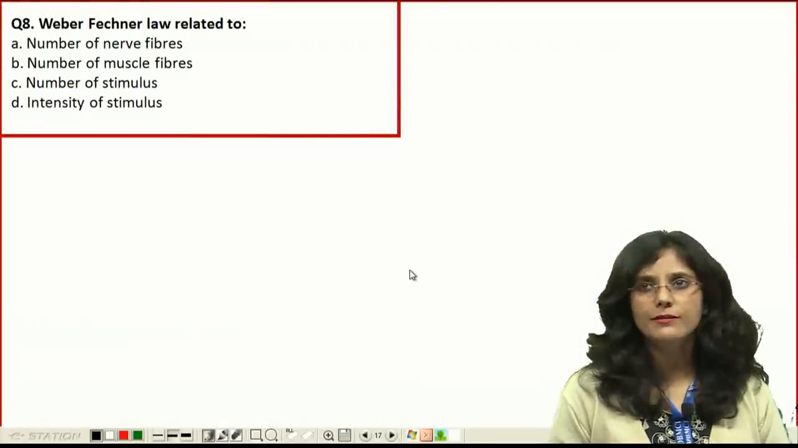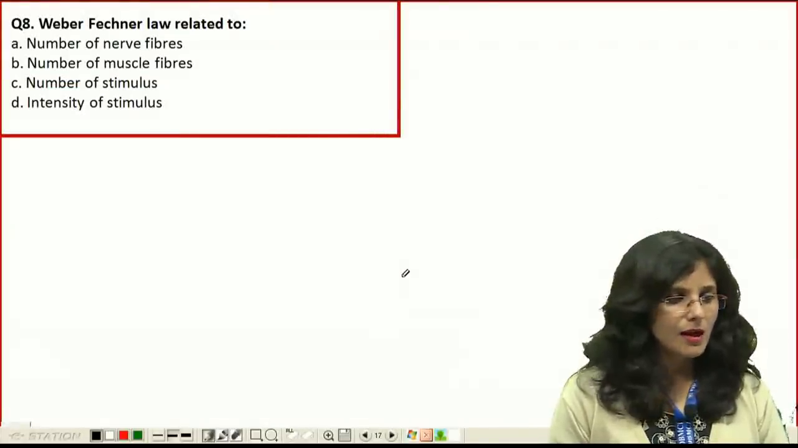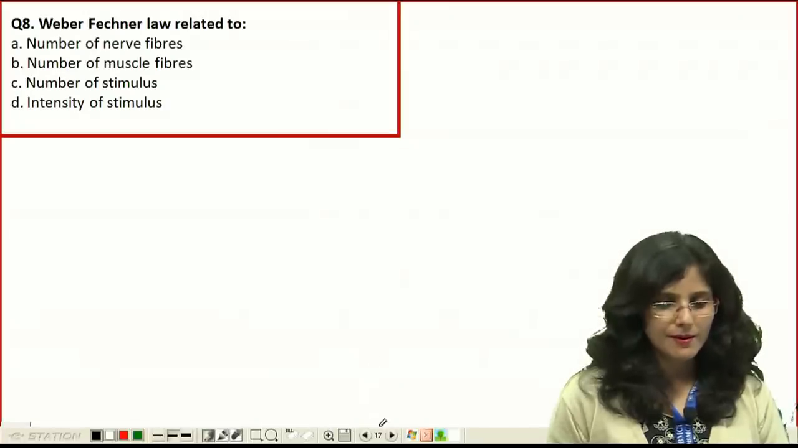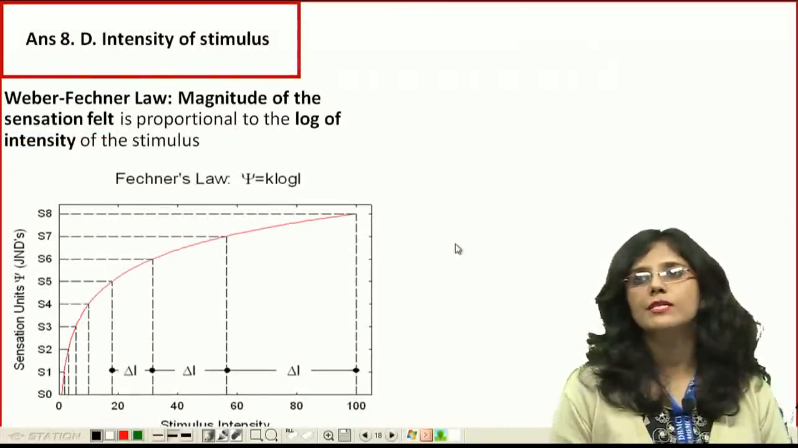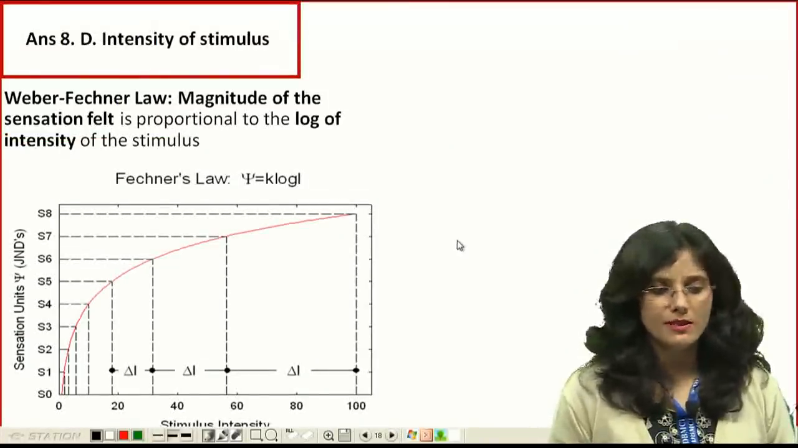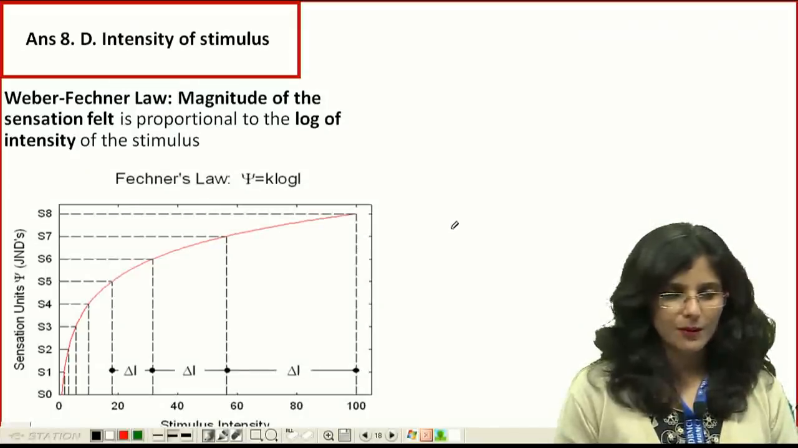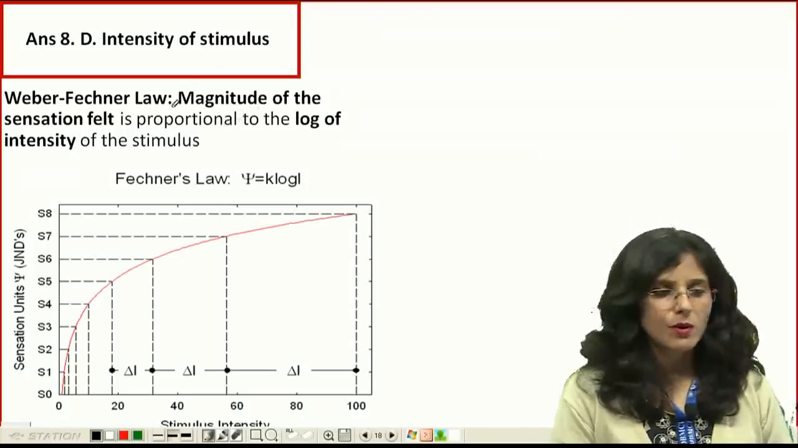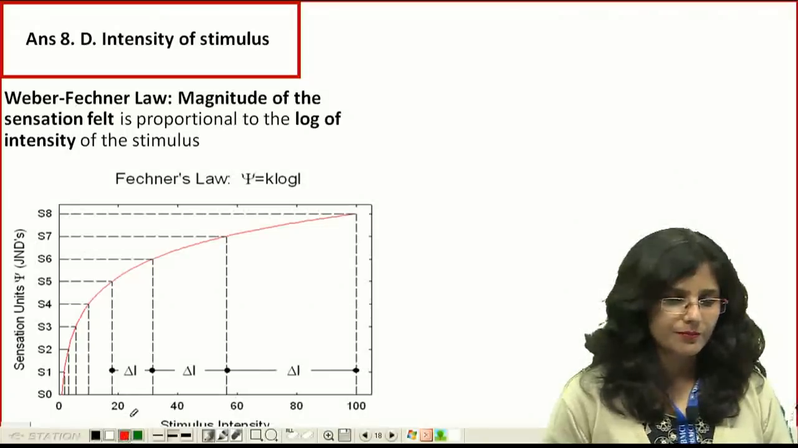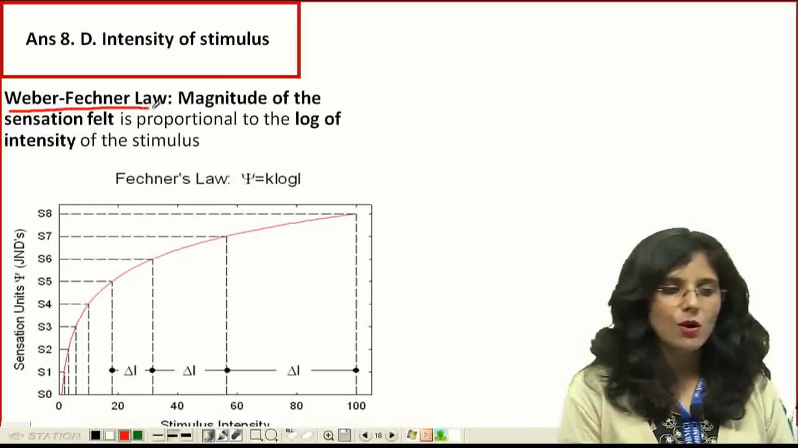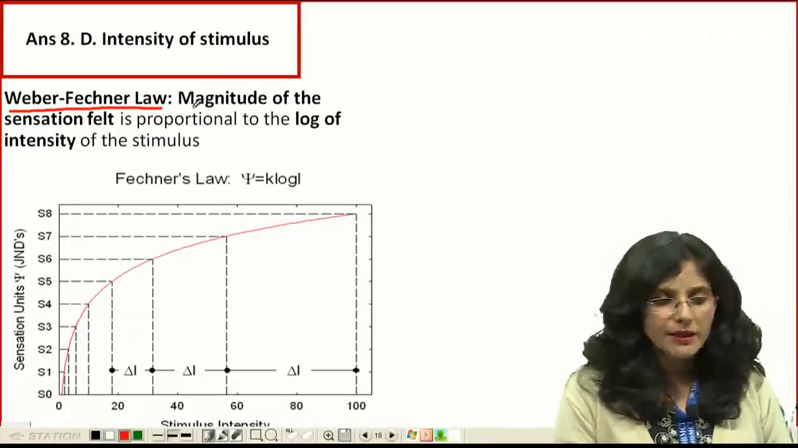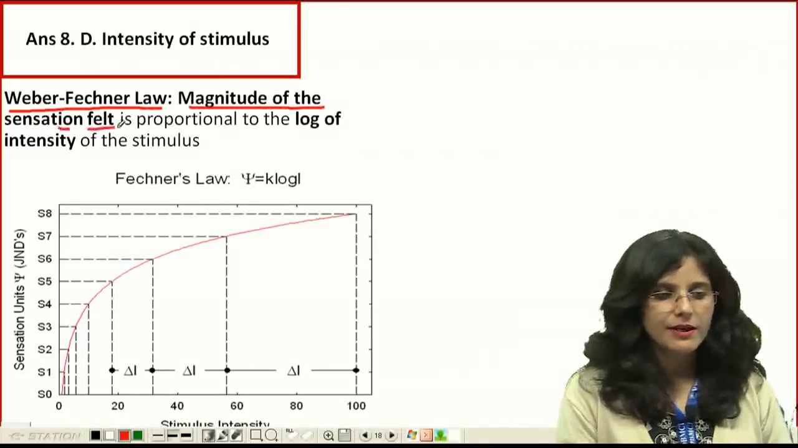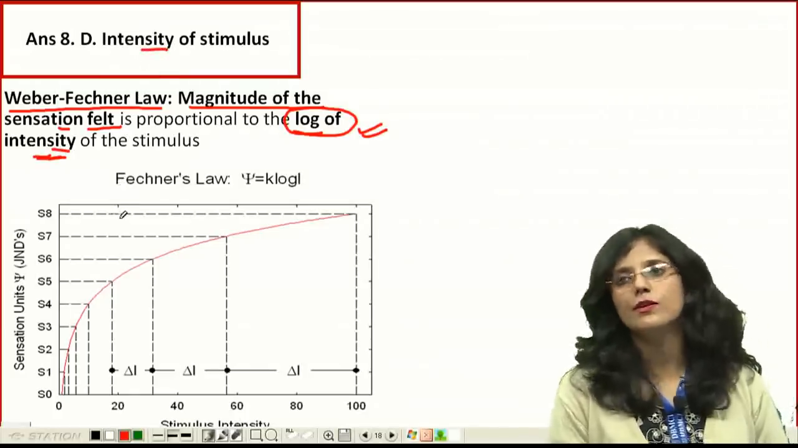Now question number 8. The answer of this question is D, which is the intensity of the stimulus. Let's discuss the question in detail. What is the Weber-Fechner law? The Weber-Fechner law says that the magnitude of sensation felt is proportional to the log of the intensity of the stimulus, which was our answer, intensity of the stimulus.